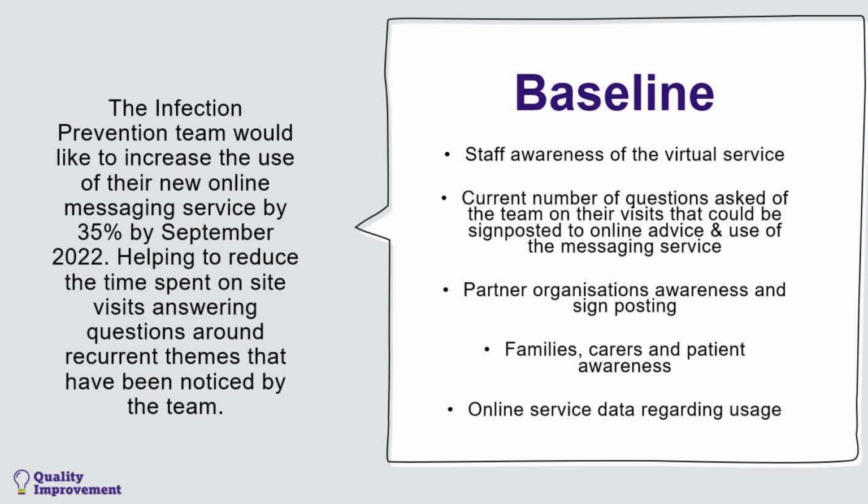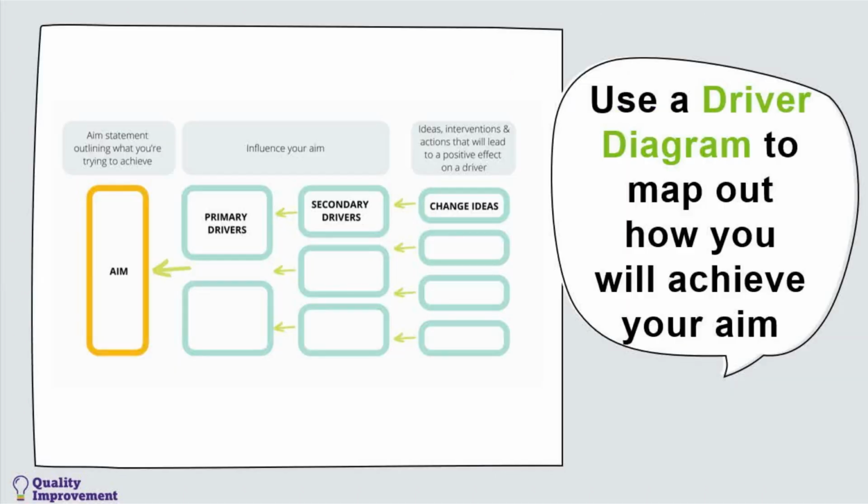For example, the infection prevention team have an improvement aim to reduce the amount of time spent answering recurrent questions during their site visits, and to see an increase in awareness and use of a new virtual assistant service available on their web pages. The project team have ensured they have some baseline data based around the points shown here. This will help to have something to measure the changes against.